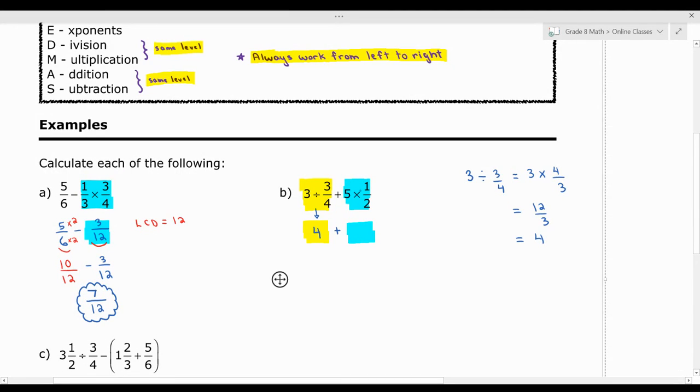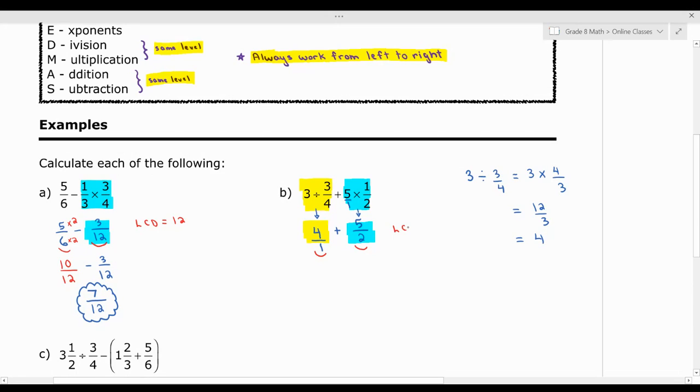And then 5 times 1/2. This is a bit easier. I could just actually show the work right here. So 5 times 1 is 5. And then remember, this is like over 1. So 1 times 2 would give me 2. So I have a 1 and a 2.